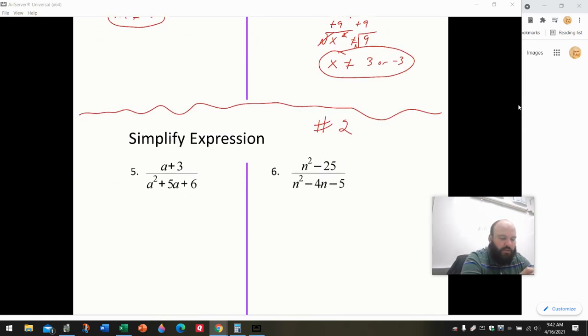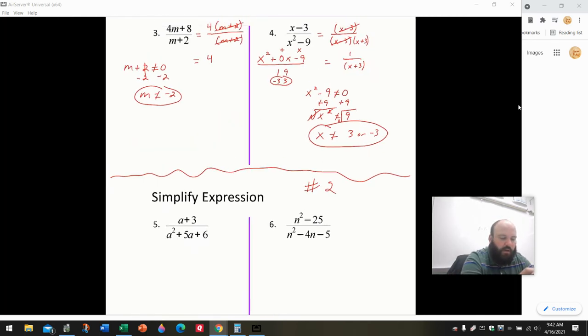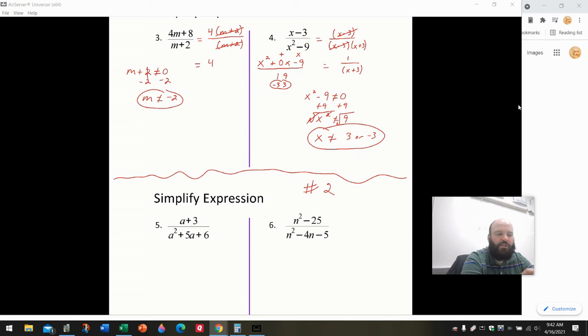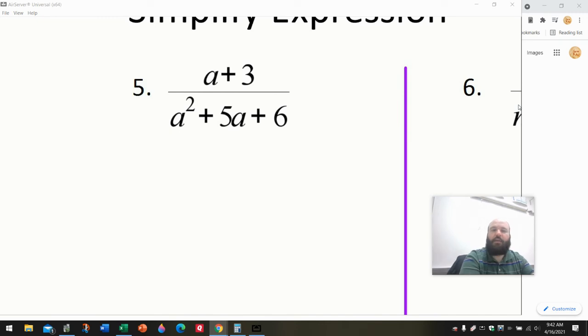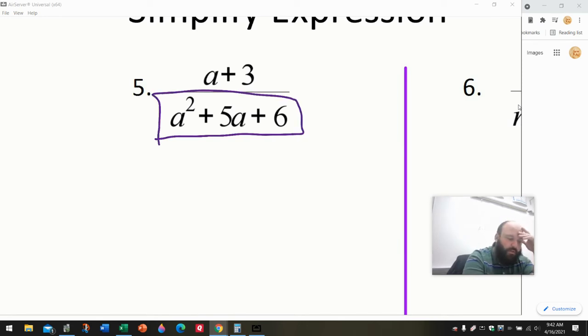So we are going to continue just trying some problems. We will also write which numbers need to be restricted due to the denominator not being able to equal 0. So let's get started. In this expression I have a plus 3 divided by a squared plus 5a plus 6. Since we have a quadratic trinomial down here, we are going to attempt to factor that.